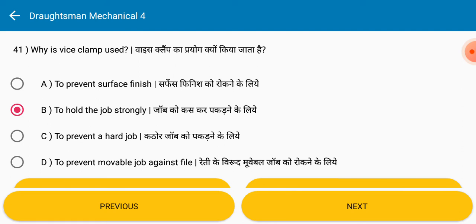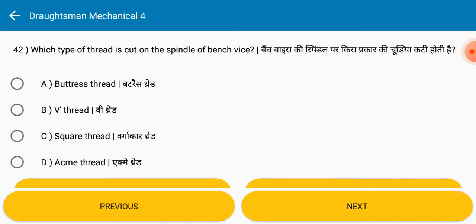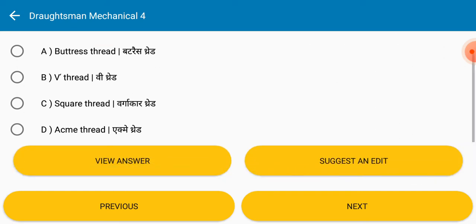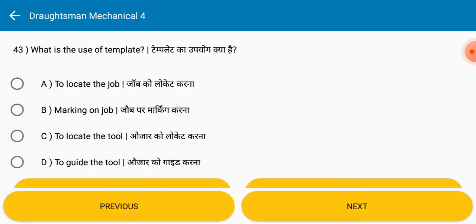Why is the vice clamp used? To hold the job strongly. Next question. Which type of thread is cut on the spindle of bench vise? Option number C is the right answer. Square thread. Next question. What is the use of template?